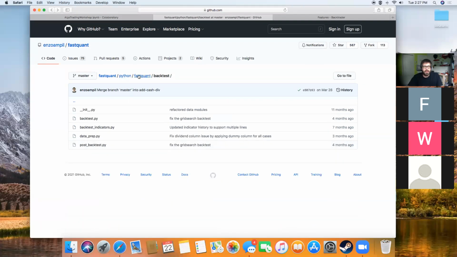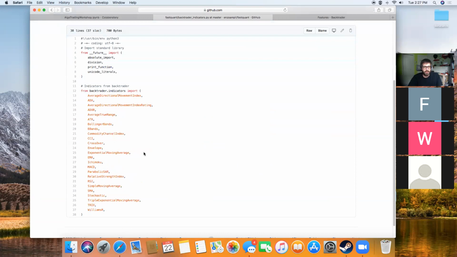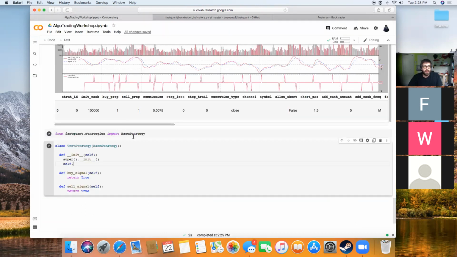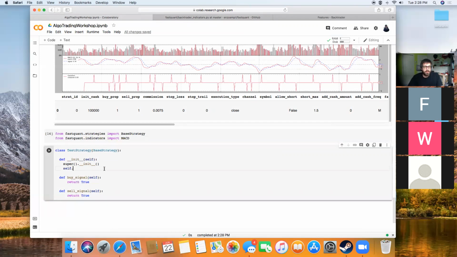MACD. Let's look at the indicators in the library. And you can use any indicator from Backtrader. So basically they import a lot of indicators from the Backtrader library. So MACD, let's use that. So I'm going to import that from FastQuant indicators, import MACD. So let's say I call this MACD. Do you guys know what the parameters that go with MACD?